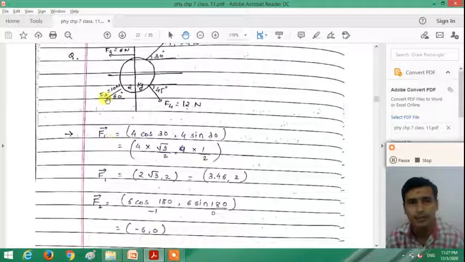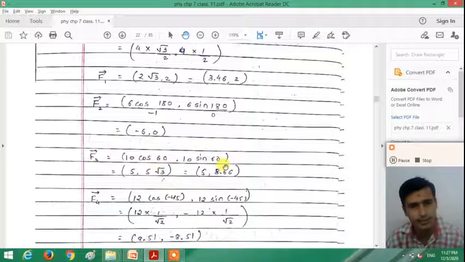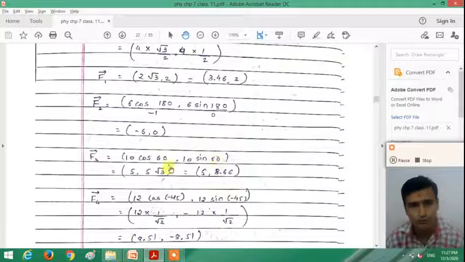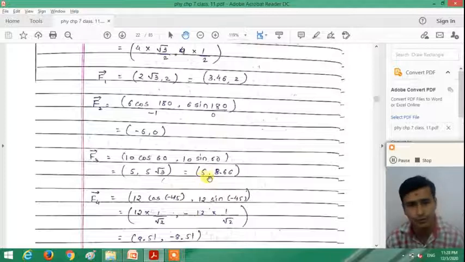F3 is given in this direction with an angle of 60 degrees. How can we calculate F3? F3 is (10 cos 60, 10 sin 60). The value of cos 60 is 1 by 2 and the value of sin 60 is root 3 by 2. If you calculate that, you get the x coordinate 5 and the y coordinate 8.66.